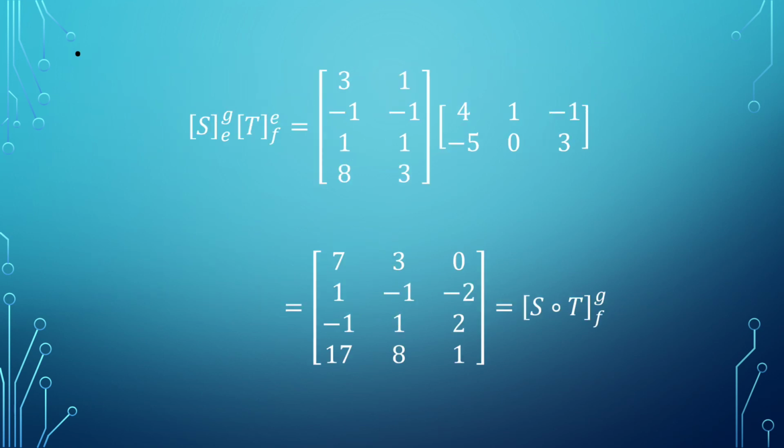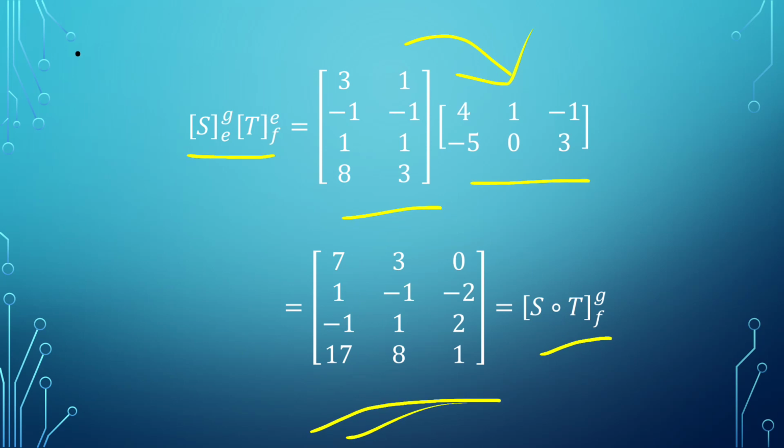Now having done that, for S∘T, we want to show that this one is the same as this. We know S is mapped from E to G, and we know T from F to E, which we have already done. This just becomes normal multiplication of matrices. You know that from basic math. So that is true, and if you compare this with what we had done, you find that it is true.